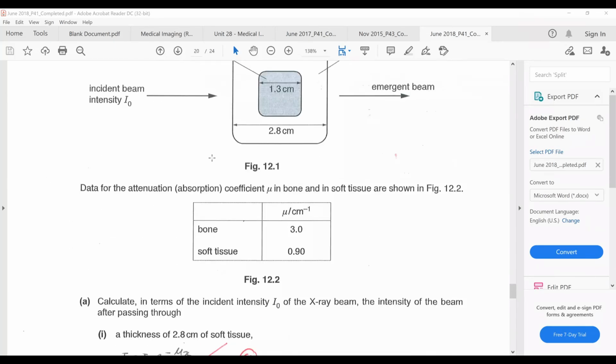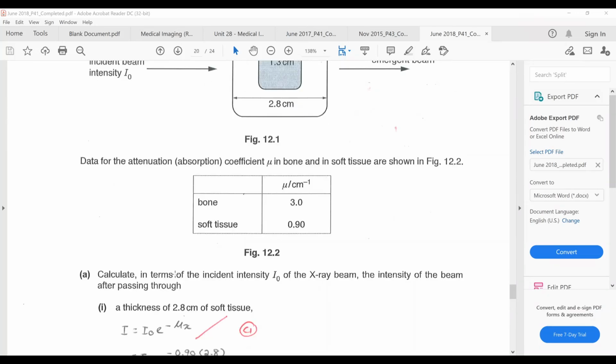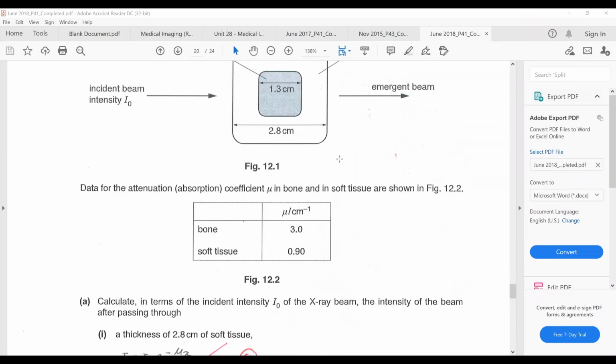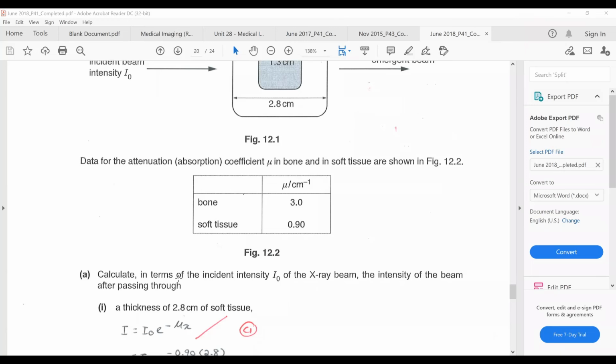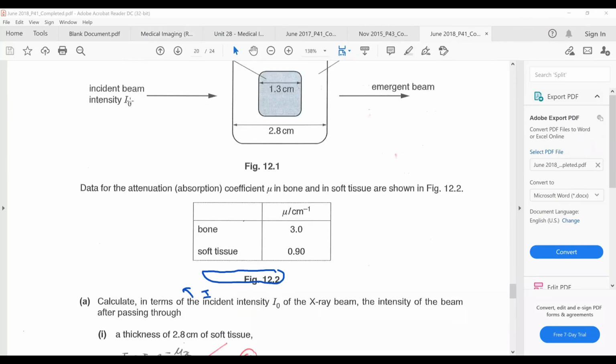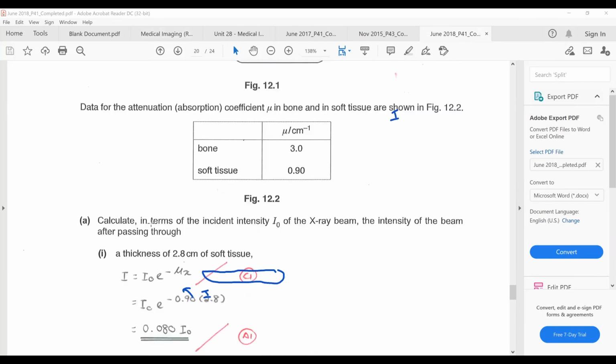If you're talking about the intensity of the beam after passing through the thickness, this one is actually asking you about intensity I. Incident intensity is really I naught. They want the intensity of the beam after passing through, which is referring to I. If you look at this diagram here, this is your I naught. This is the I that they want, and they want the I in terms of I naught.